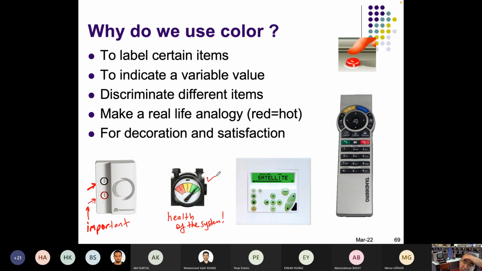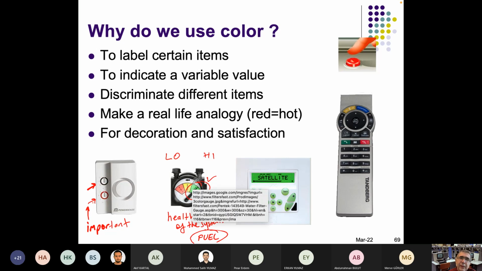The selection of low and high depends on what you are trying to convey as a message. For example, having something high could be good in certain applications, such as fuel level. So if you are thinking about fuel, high fuel is good. So here, for high values, you have green.